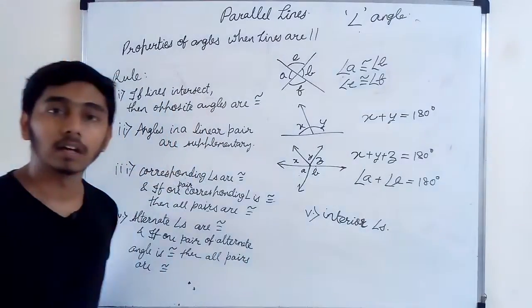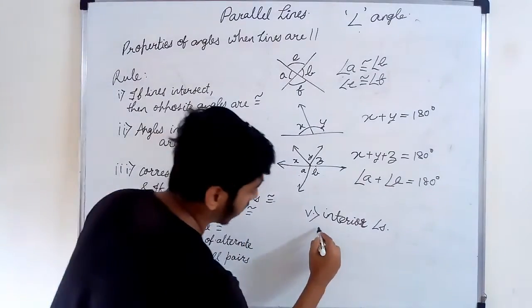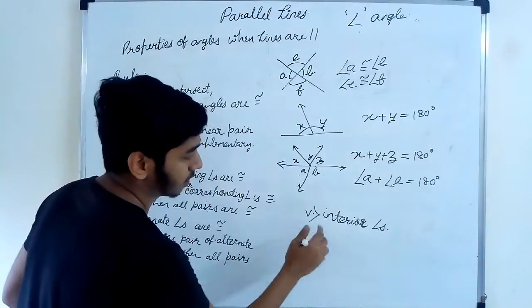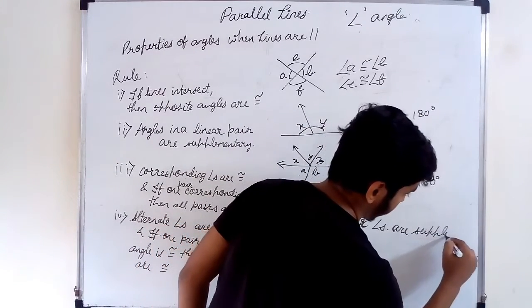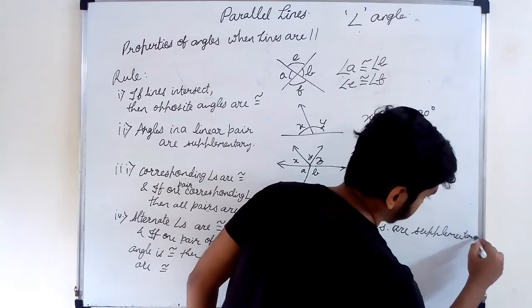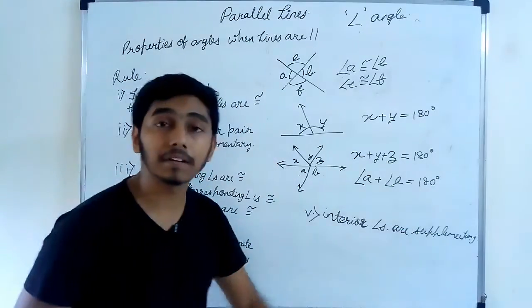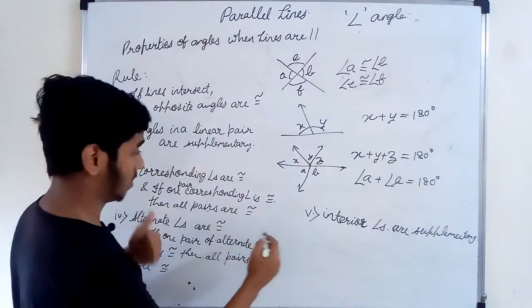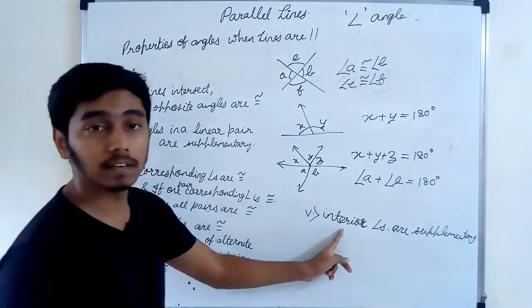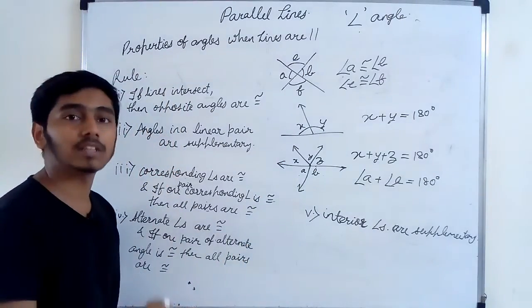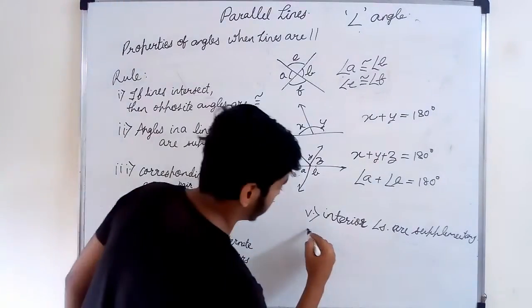Therefore let's discuss the last one, which is interior angles. Interior angles are supplementary. Therefore that means, same way like this, if any one pair of interior angle is supplementary, then the other pair is also supplementary, same like this. Okay, so let's write it.